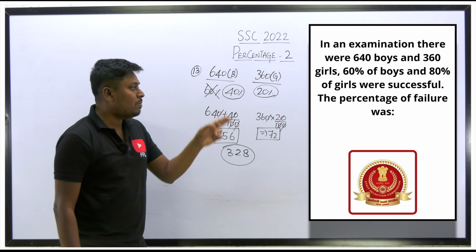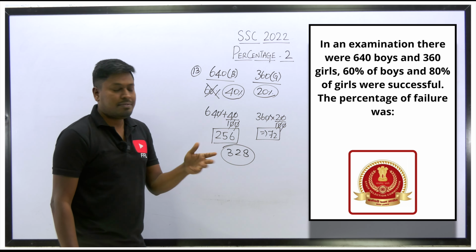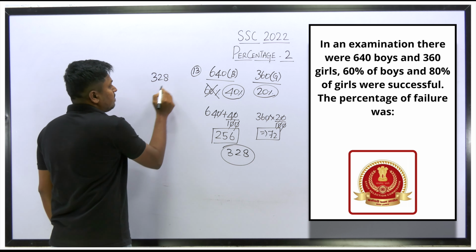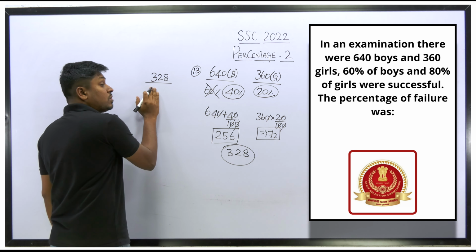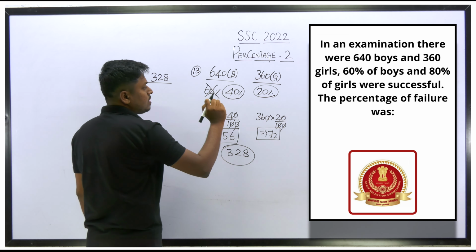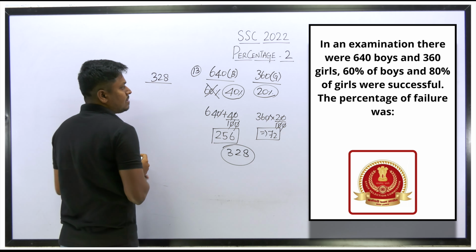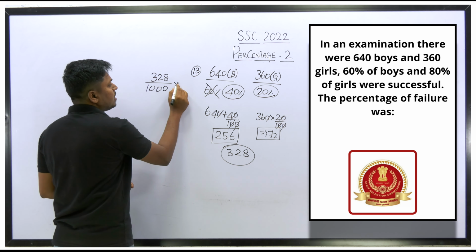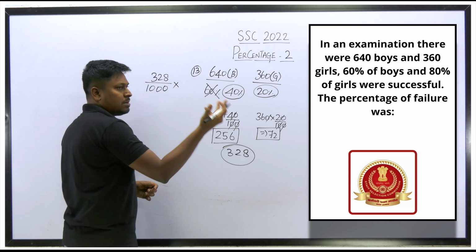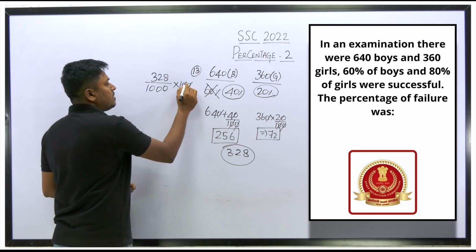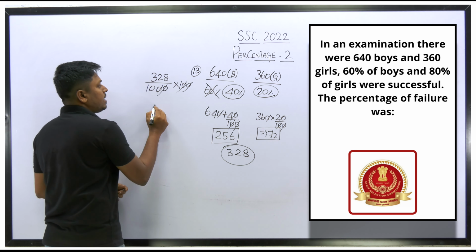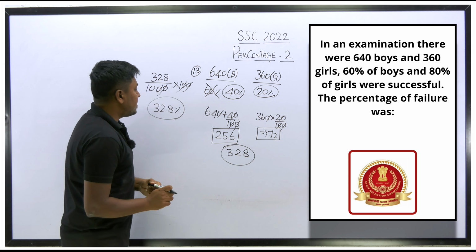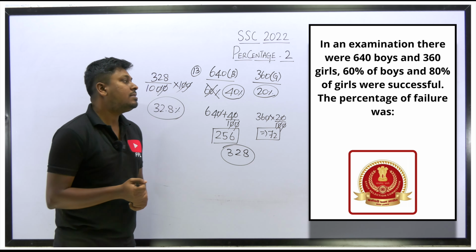But our target is to find what the percentage of failure was, right, with unsuccessful students in terms of percentage. So 328 will be the total number of students who failed divided by the total number of students. So total number of students is how much? So 640 plus 360. I think it's 1000, right? So 1000 will be the total number of students. So we need to find the value in terms of percentage. So multiply by 100. Cancel the zeros here. 328 by 10 can be written as 32.8%. That's it. So 32.8% will be the total number of failed students in this examination.